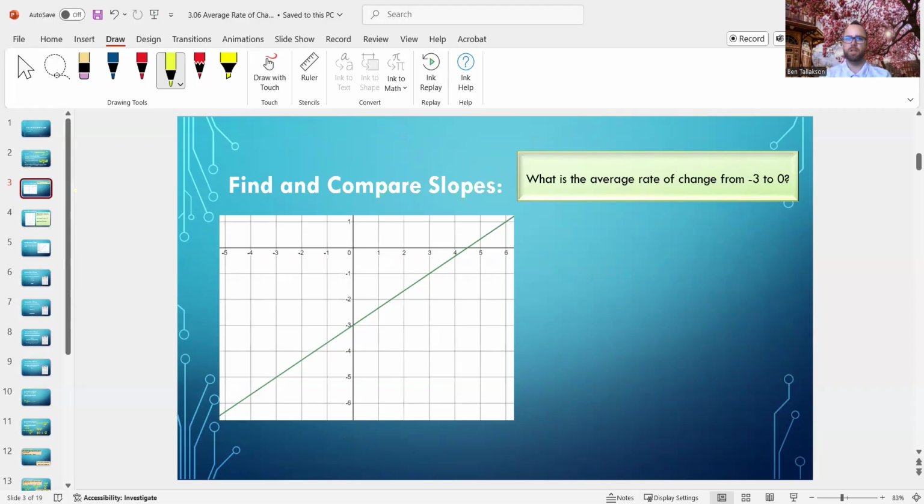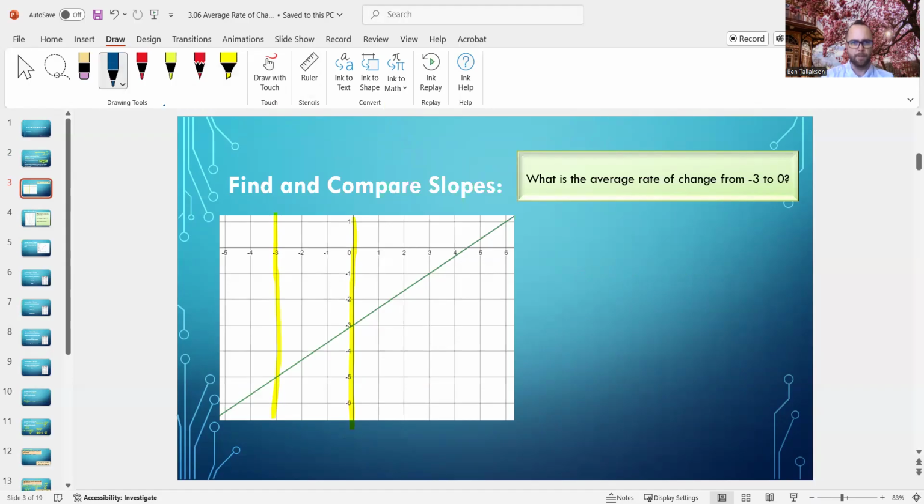Here, we're asked to find the average rate of change from -3 to 0. That -3 to 0 is our interval, meaning between the x values of -3 and 0, what's our slope? Now, we're starting off with a basic example. This is just a straight line. So, of course, the average rate of change is the same anywhere. But we want to get in the habit and the routine of looking at intervals.